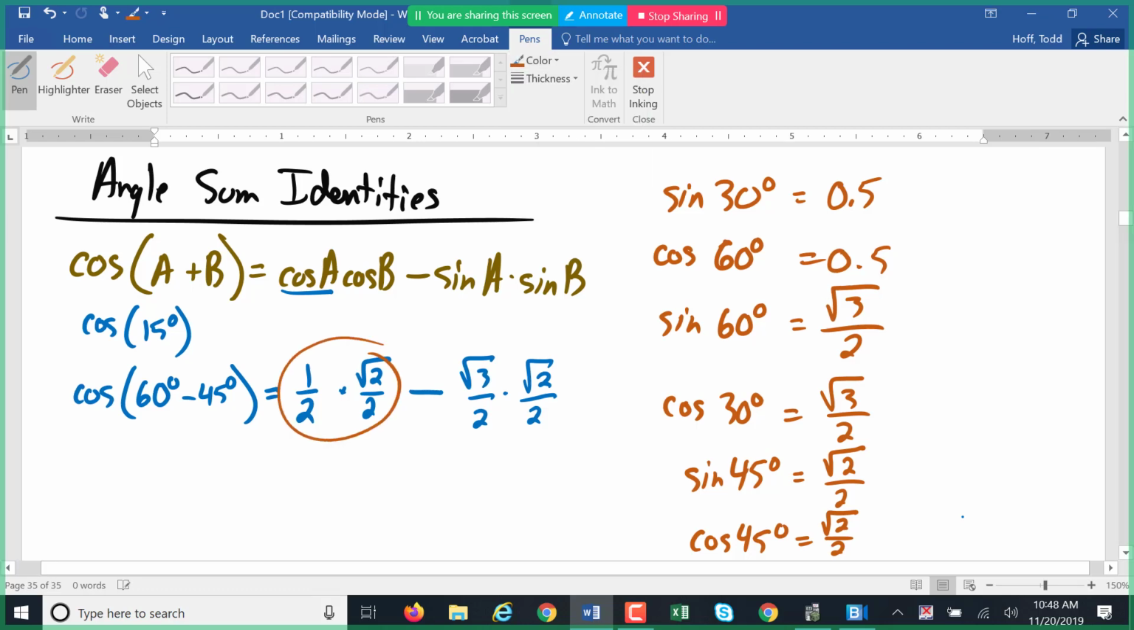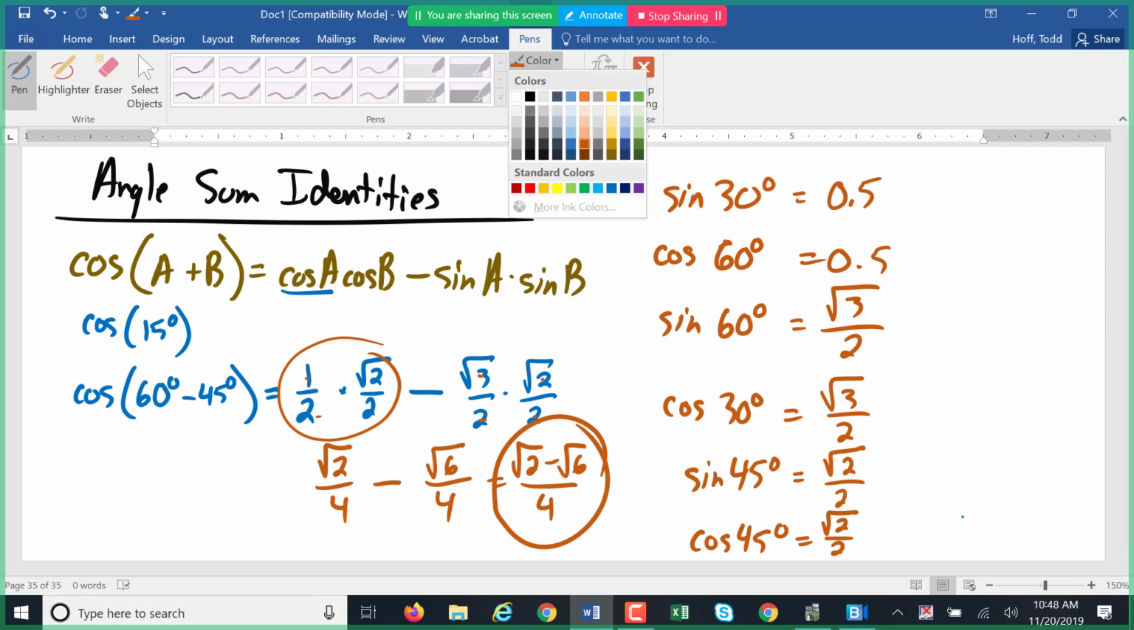Well, 1/2 times the square root of 2 over 2: 1 times the square root of 2 is the square root of 2, and 2 times 2 is 4. Minus the square root of 3 times the square root of 2, which is the square root of 6, over 2 times 2, which is 4. So that ends up being the square root of 2 minus the square root of 6, over 4. That is the cosine of 15 degrees. So that's a way of expressing it exactly in terms of those common angles.